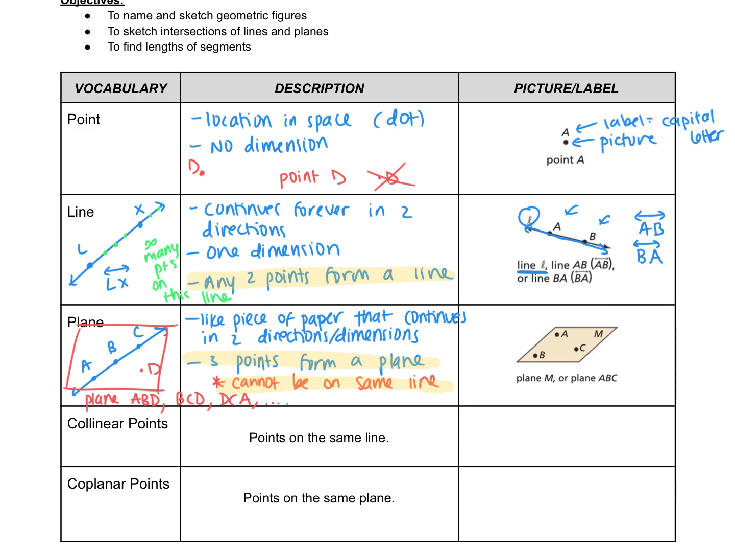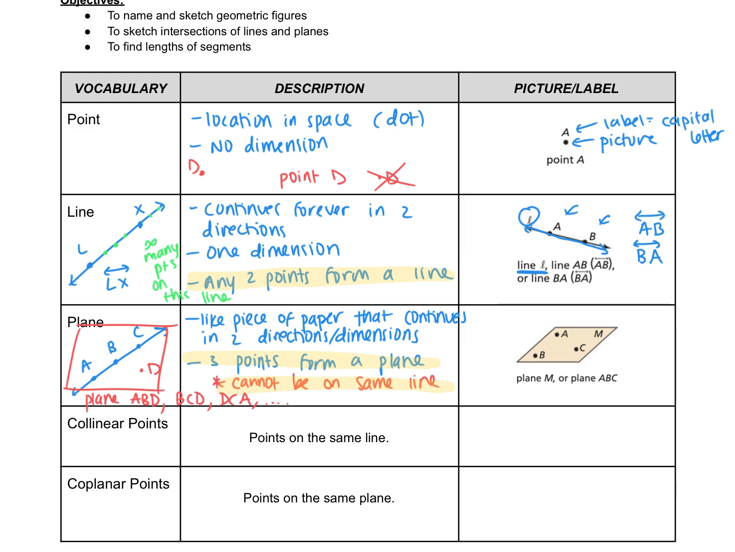But again, there's no symbol. So like I said with the point, a lot of people want to put a dot in front of it to show that it's a point, and we don't do that. Same thing with a plane. You have to write the word out. So far, line is the only one that has a symbol. Line has a symbol, point does not, plane does not. You just have to write the word out.